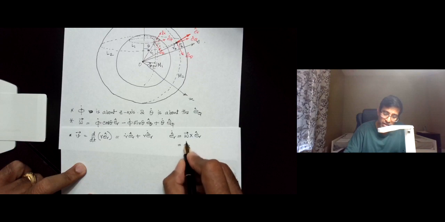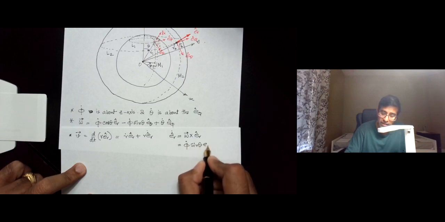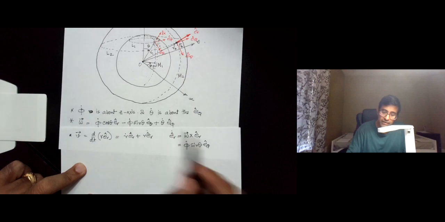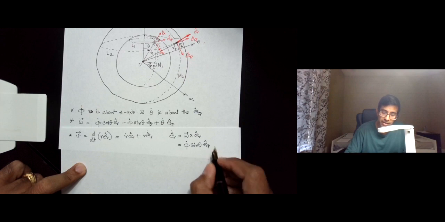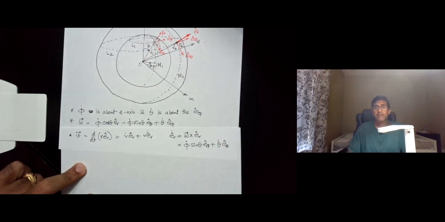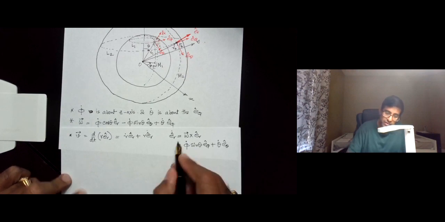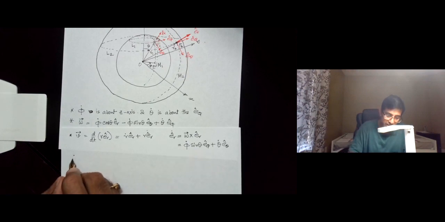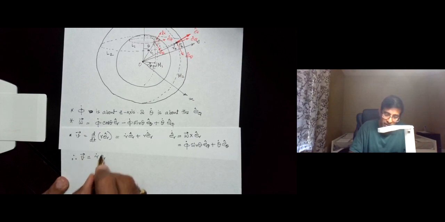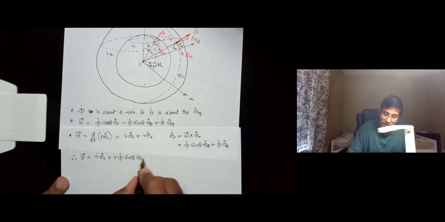So you'd have phi dot sine theta E phi, and E phi cross ER. E phi cross ER is going to be the E theta direction. So you'll have plus theta dot E theta. Okay, so that's the expression for ER dot. So then we can say that therefore the velocity of the particle is given by R dot ER plus R phi dot sine theta E phi plus R theta dot E theta.